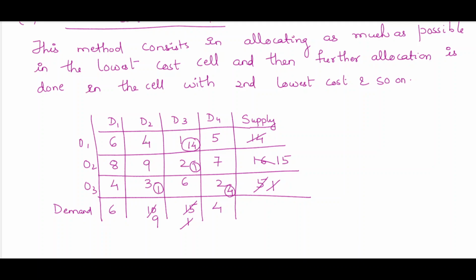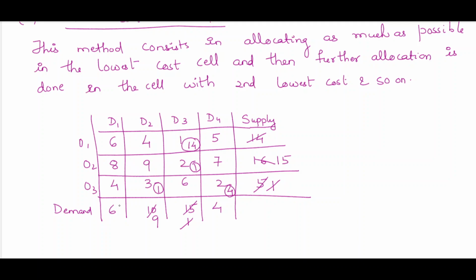And here your demand will be 9. Next is the 4. These two 4s are there, but we can see that the supply for this 4 has already been used. There is no supply, and for this 4 also there is no supply. So we will exclude these 4s. Remember this: we cannot allocate here because that supply row has already been exhausted. We have supply only in this O2 row, so we will choose the smallest among O2.